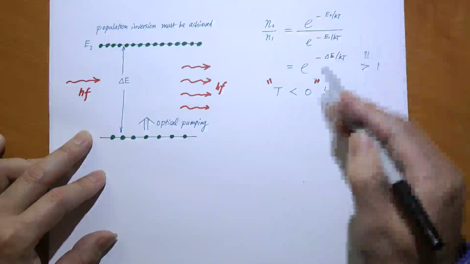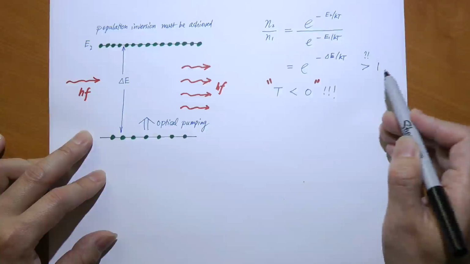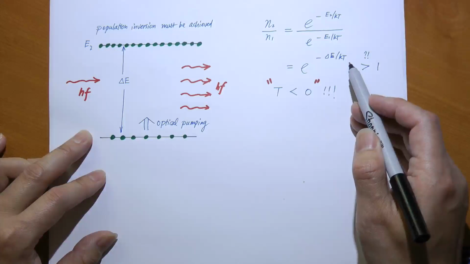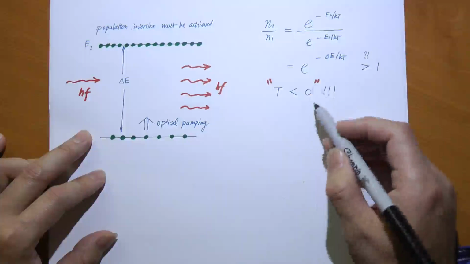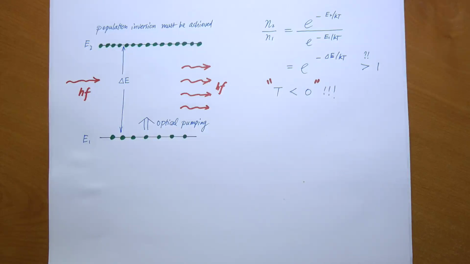Now, if you solve this, you find that the only way to make it happen is for T to be negative, right? Because e to the negative something, if the exponent stays negative, can never be greater than 1. No matter what that T is, T can be positive infinity, you still will never get population inversion. If you want to satisfy this equation, T has to be negative. You have what's called negative temperature.